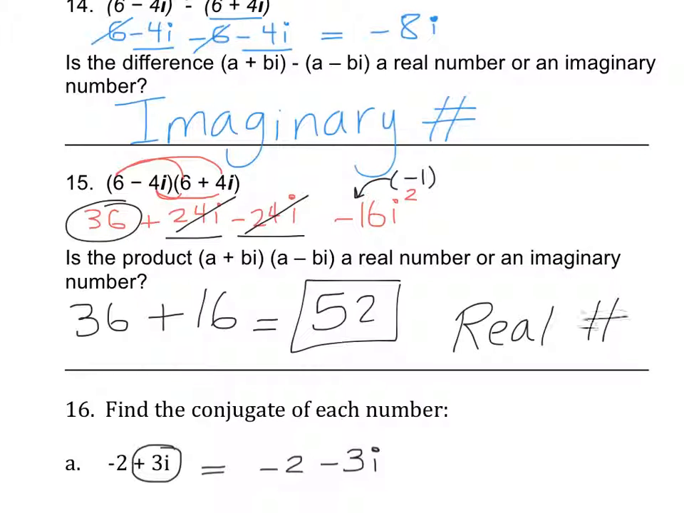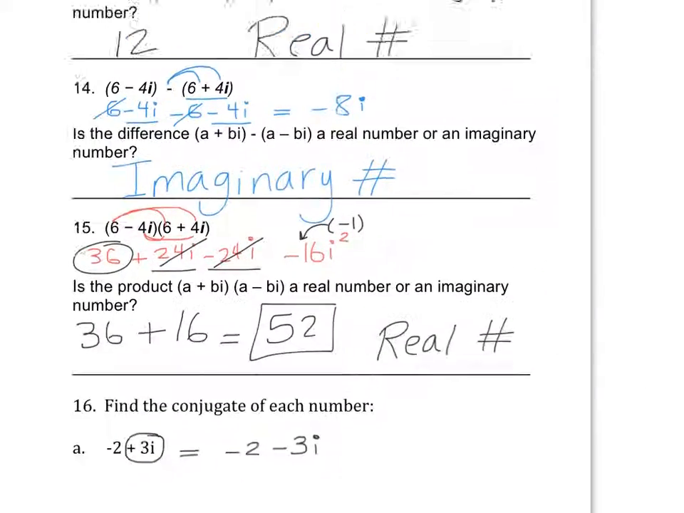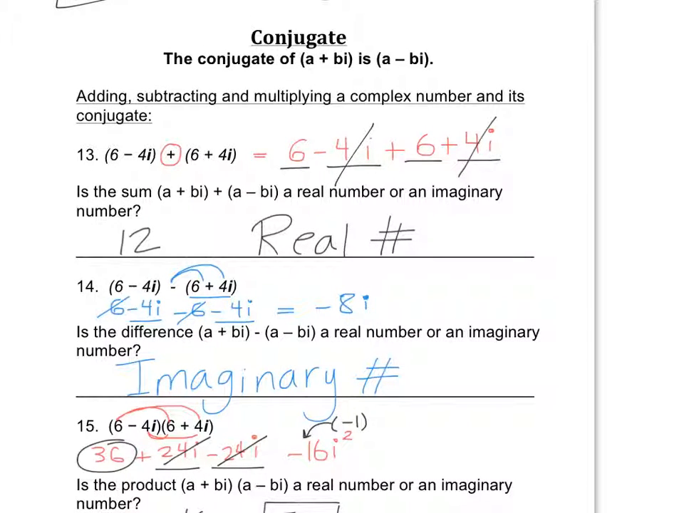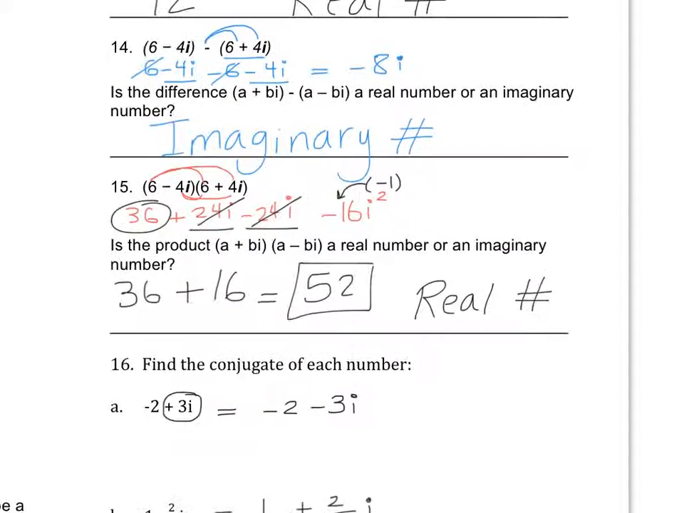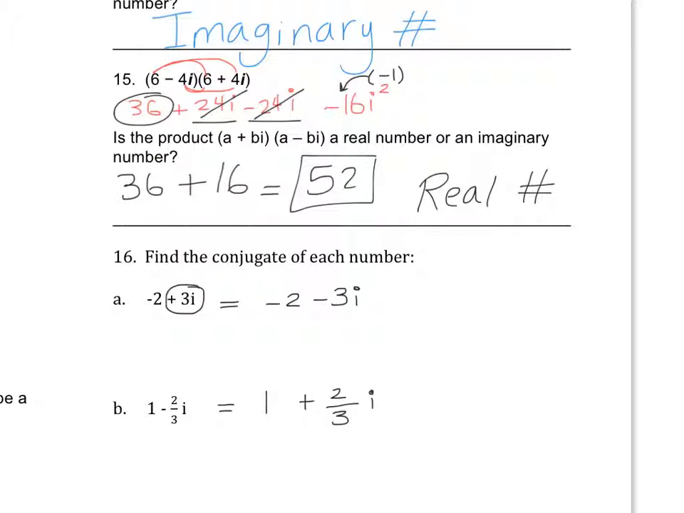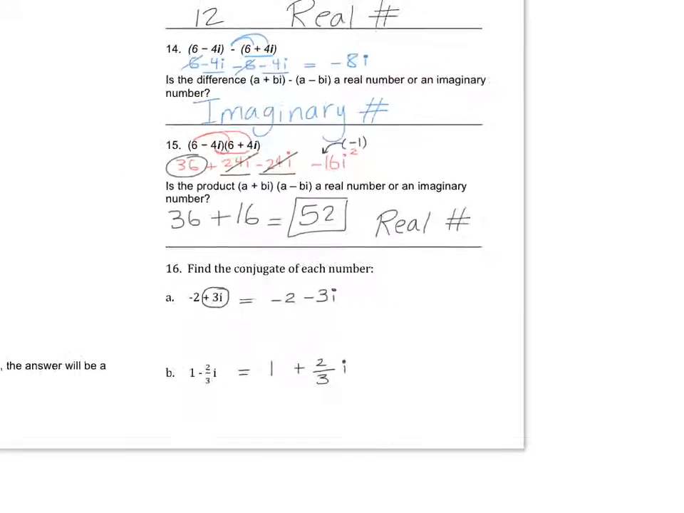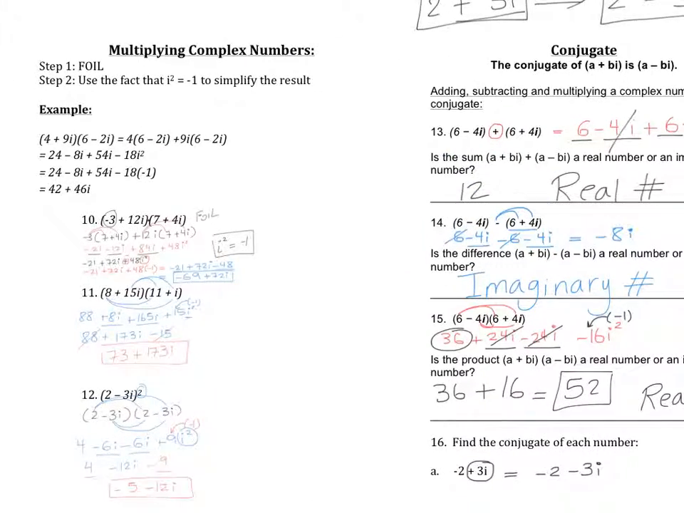So remember, the conjugate is basically a complex number having the same real number, but the imaginary numbers will be opposites. So let's review. Every time I add a complex number to its conjugate, I will get a real number. If I subtract them, I get an imaginary number. And if I multiply them, I get a real number. And this is what conjugates are.